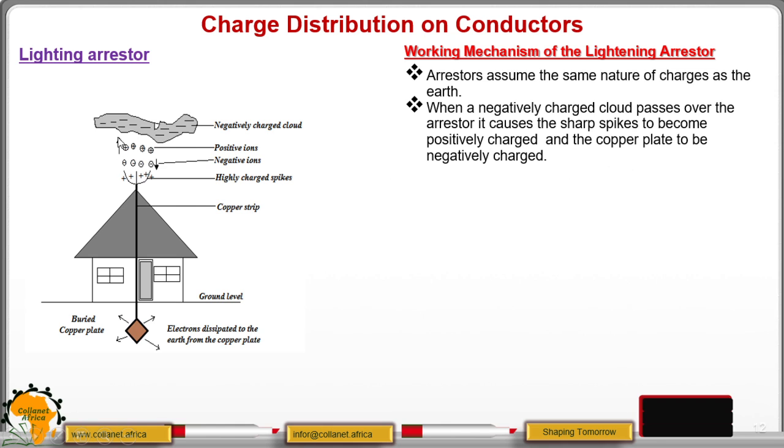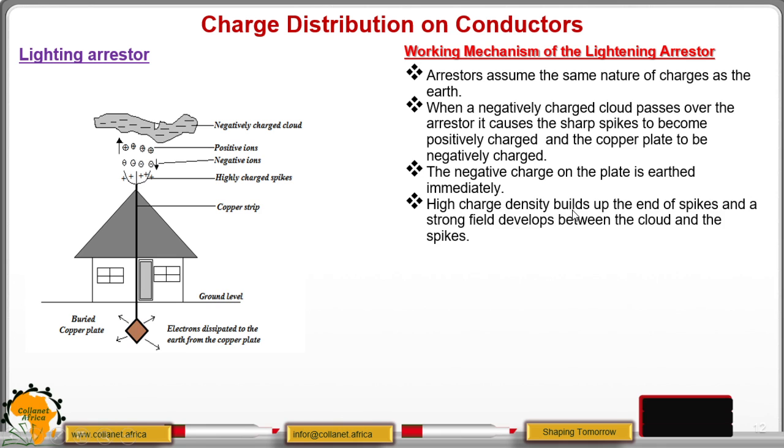Remember now, as you can see, the sharp points through induction will be positively charged. So all the positive charges will be here and the negative charges will be repelled to the copper plate. Then after that, the negative charges on the plate are earthed immediately. As the electrons move, remember electrons are the ones that are negatively charged, as they are repelled down here, they are earthed. When we are talking of earthing, it is either losing or gaining electrons from or to the earth. In our case here, the electrons are lost to the earth.